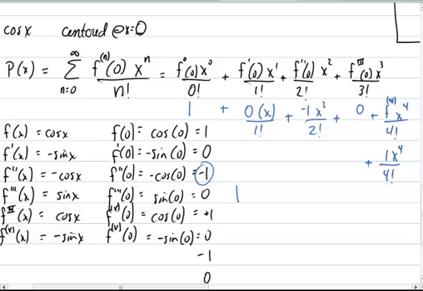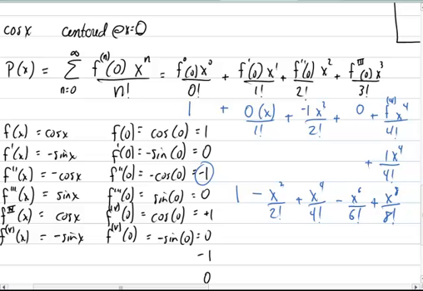The function is going to be 1 minus x squared over 2 factorial plus x to the fourth over 4 factorial. Guess what the next term is? It's minus x to the sixth over 6 factorial. Yeah, you got it. The next one is x to the eighth over 8 factorial. Isn't this amazing? The cosine function has a pattern. It definitely has a pattern.